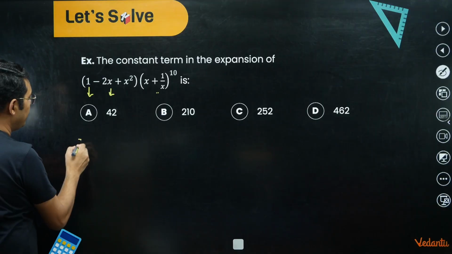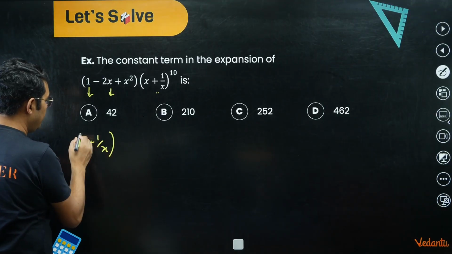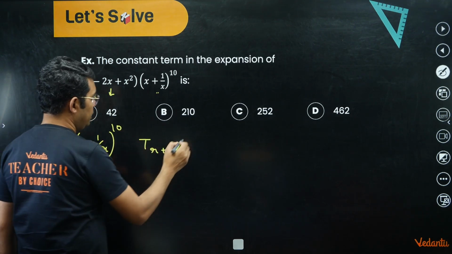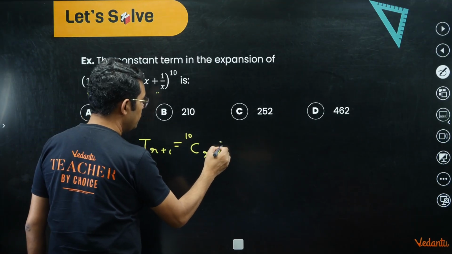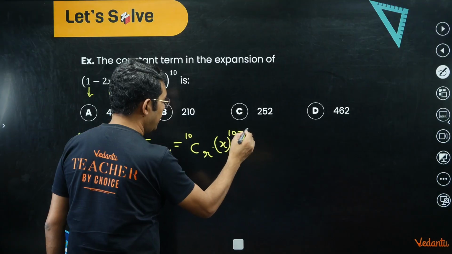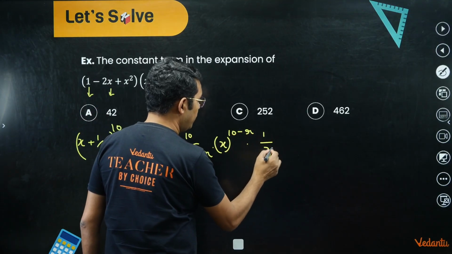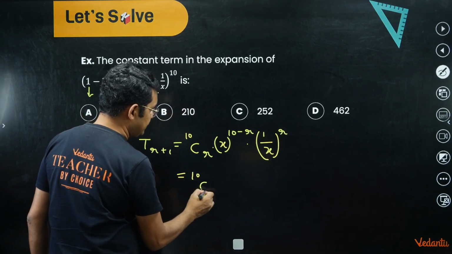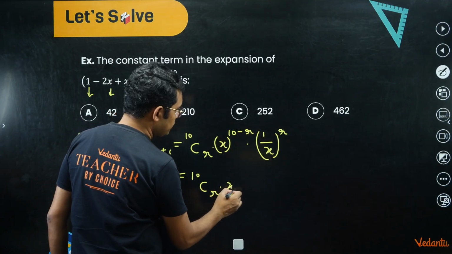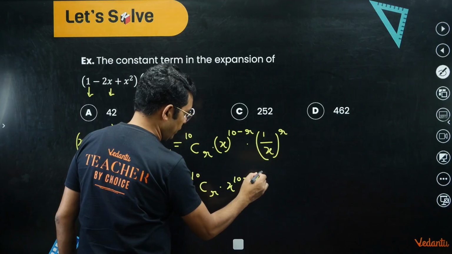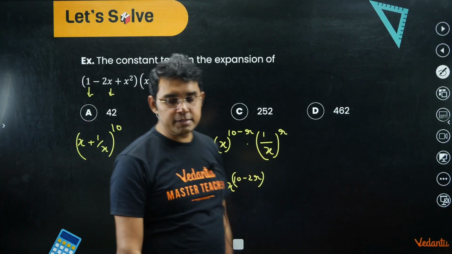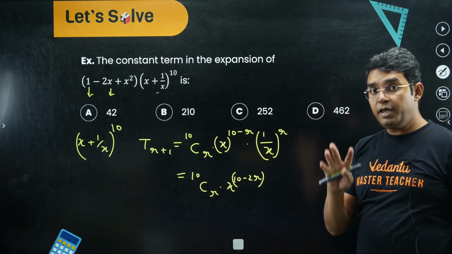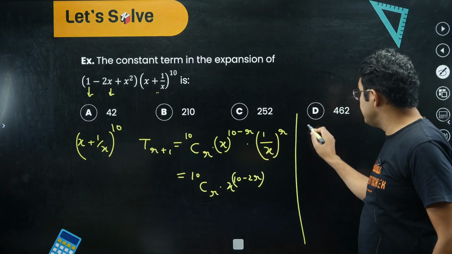Now first of all we will write the general term of x plus 1 upon x, the whole power 10. I think the general term of this is 10Cr into x raised to the power 10 minus r into 1 upon x raised to the power r. So this complete thing becomes 10Cr into x raised to the power 10 minus 2r. So one thing that we have obtained here is the power of x is always of the form 10 minus 2r, which is supposed to be even.